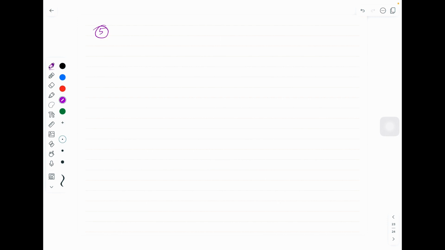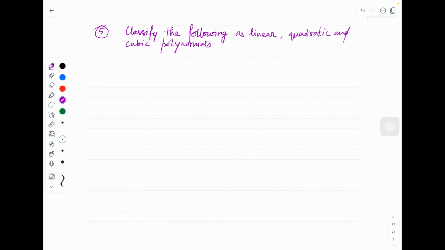Because the video has become too long also. So classify the following as linear, quadratic and cubic polynomials. Before classification, again I am going to make you revise what is linear.